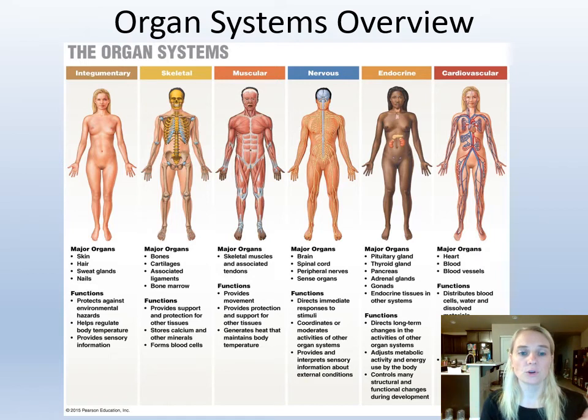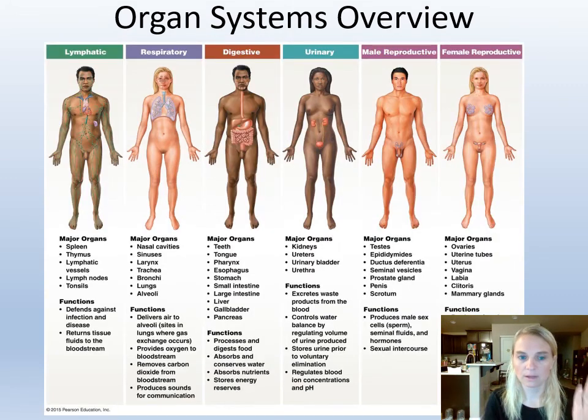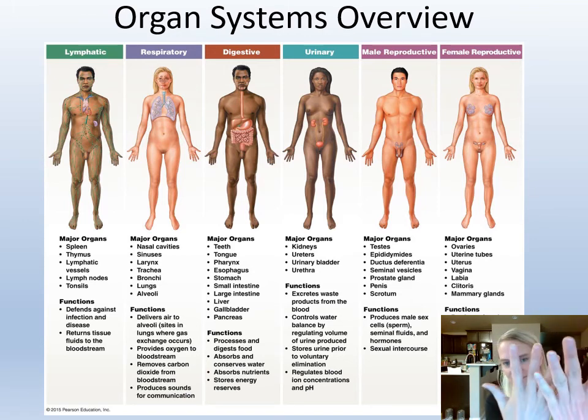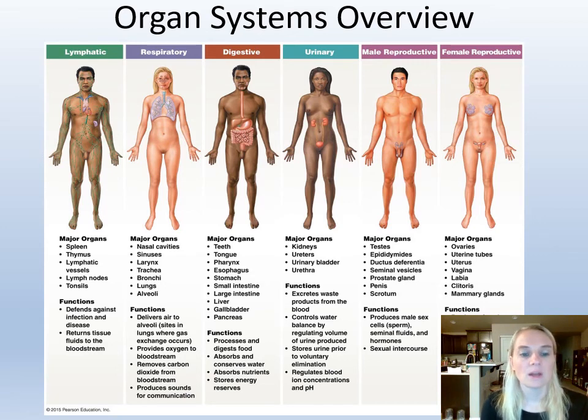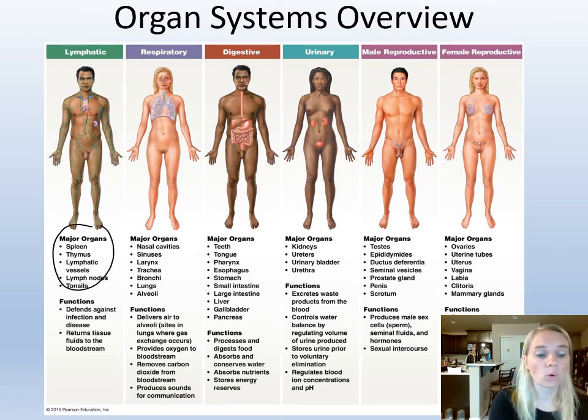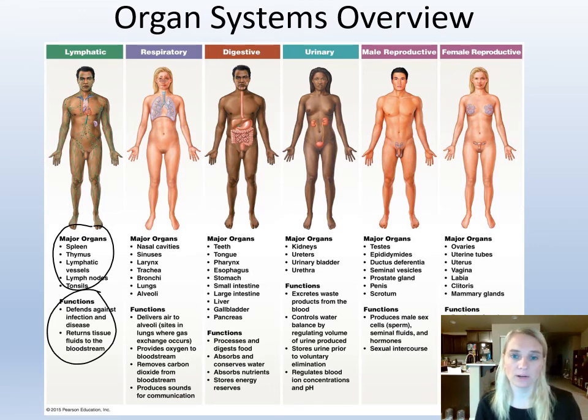So first, you do need to know your 11 body systems. So integumentary, skeletal, muscular, nervous, endocrine, cardiovascular, lymphatic, respiratory, digestive, urinary. Oops, I missed one. I think I added one more. Urinary and reproductive. And there's 2 types of reproductive, male and female, but we just count that as one body system. So you do need to know the individual organ systems, know their names clearly, and then you need to know the major organs and the major functions for each body system.